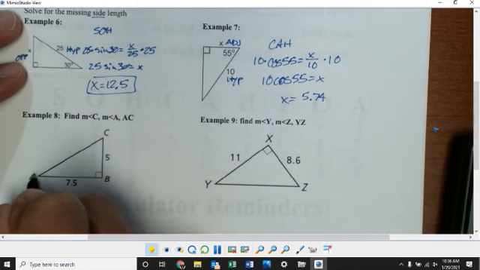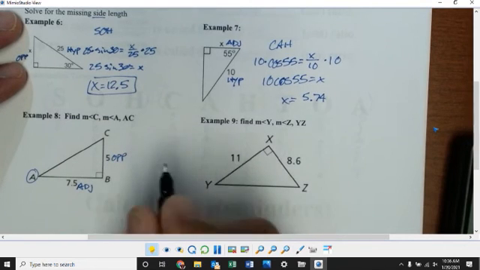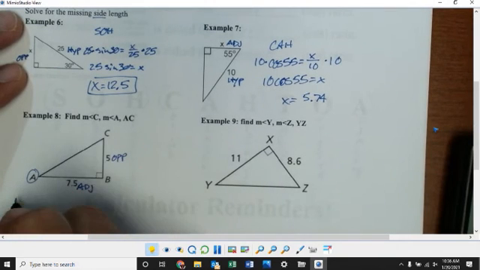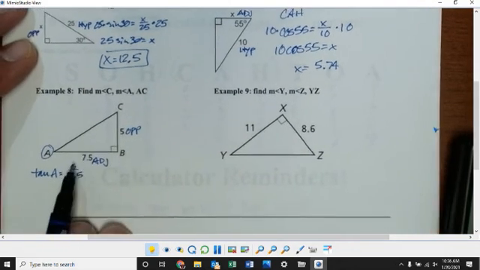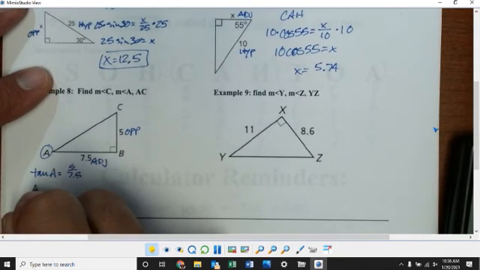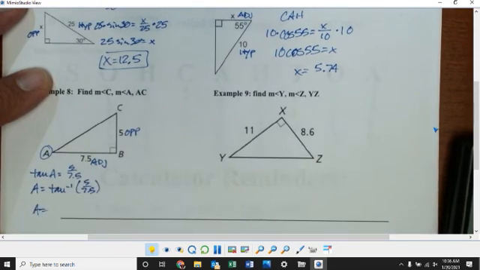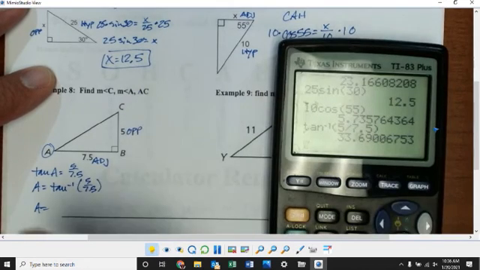Relative to A, I've got the adjacent and the opposite. Which function has adjacent and opposite? That is tangent. So I'm going to say tangent of A equals opposite over adjacent, 5 over 7.5. Again, I'm trying to find A, so I'm going to use tangent inverse. So A is equal to tangent inverse of 5 divided by 7.5, which is 33.69 degrees.